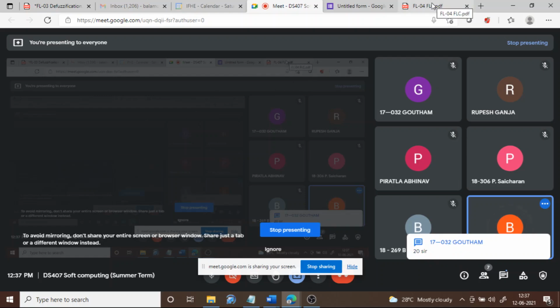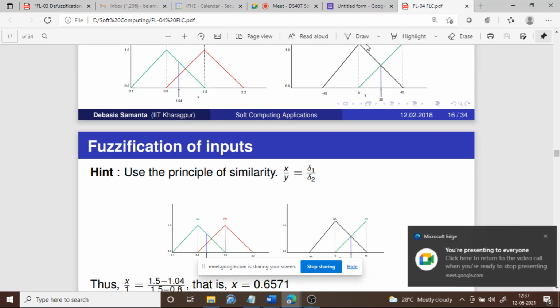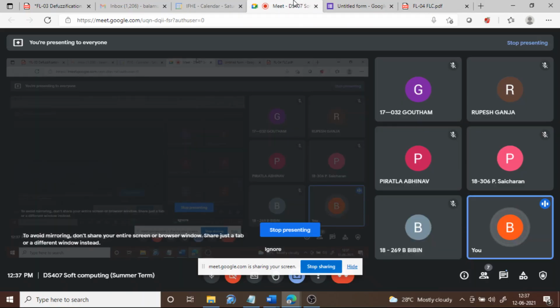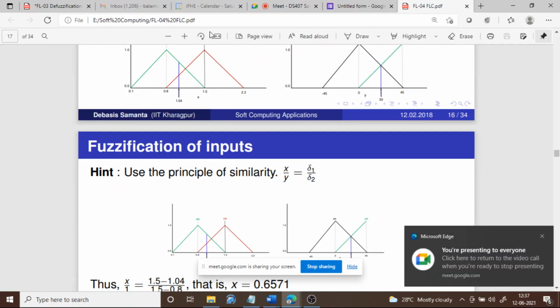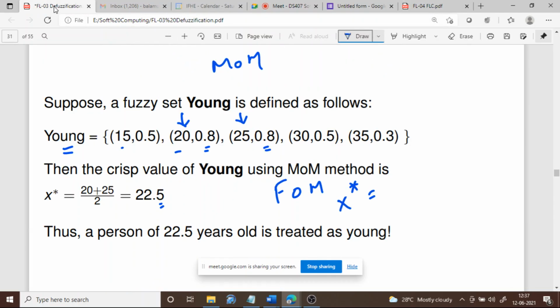20. Yeah, you see, I'm unable to see the chat. I'm using one system. So it would be better if you open your mouth and say it, because every time I cannot move to the chat window. Yeah, 20, that is correct. If you use LOM technique, last of maxima, then what will be the value? Yeah, 25, good.